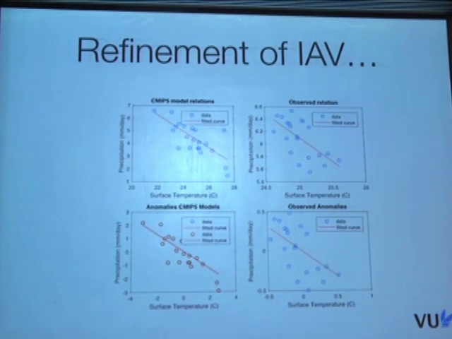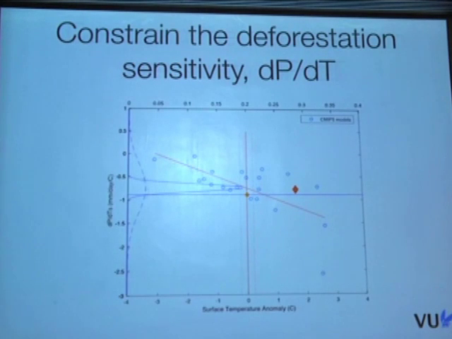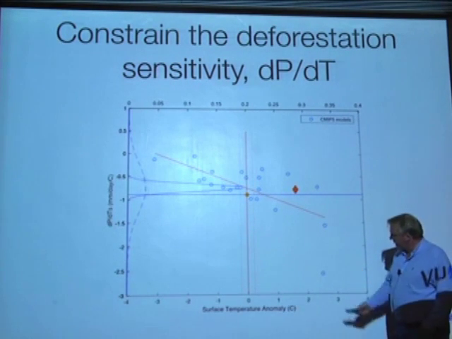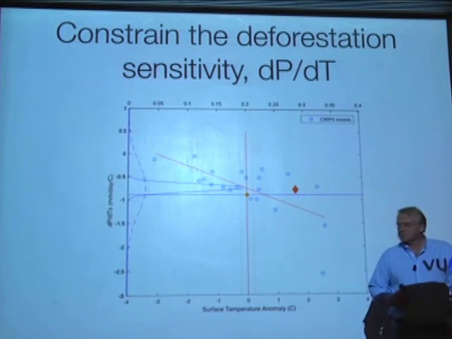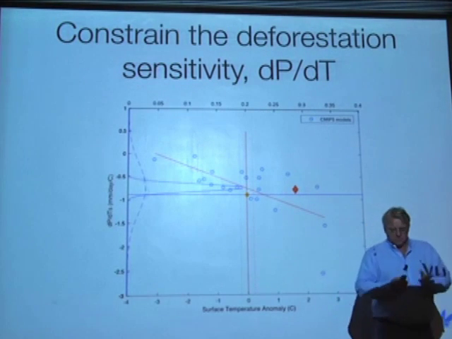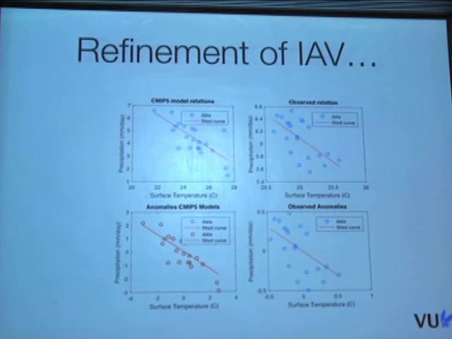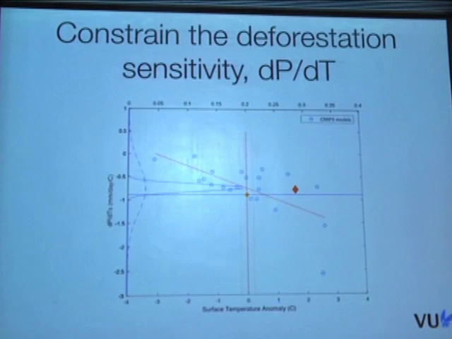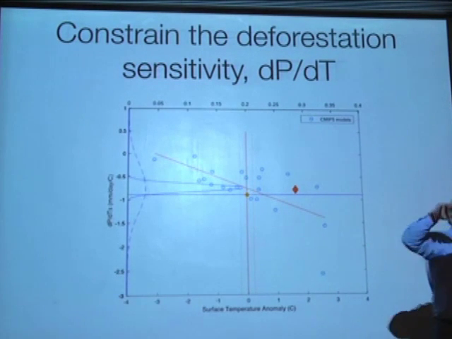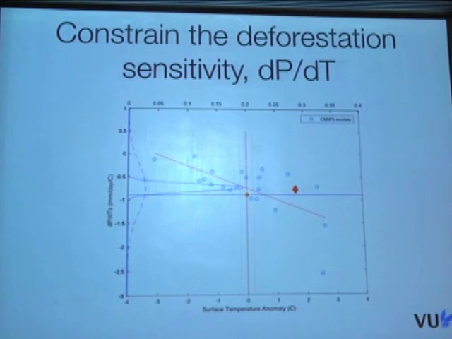This is essentially the same graph, the anomalies of the models and the observed anomalies. So we then have 21 slopes, which we calculated. We can plot them against the surface temperature. We know the observed variability of the surface temperature, which was smaller. See that here already it is smaller in the observations than it is in the models. The models have a much wider range of surface temperature than the observations have. So this gives a constraint here. This is the observed value derived from the interannual variability of that sensitivity, so dP over dT.